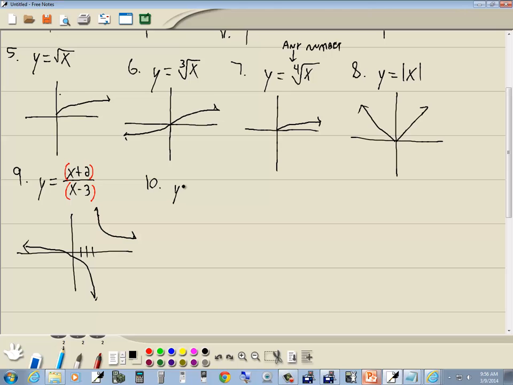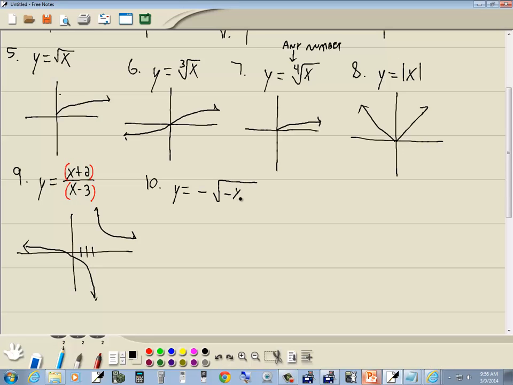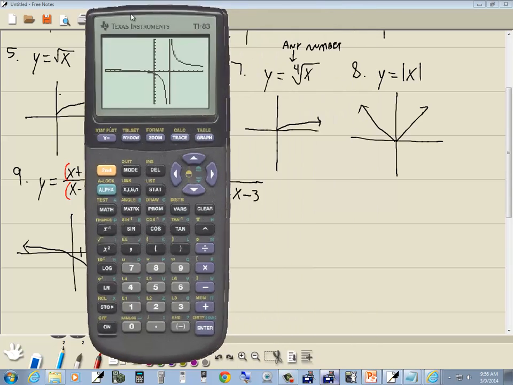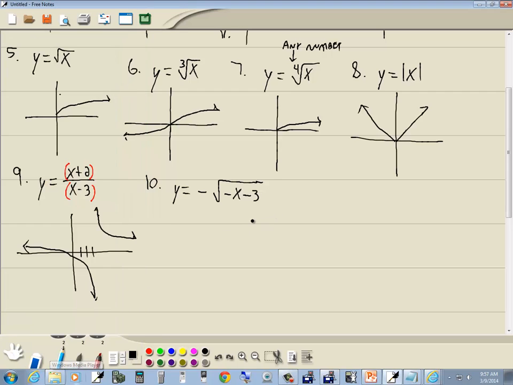We've got y is equal to dash square root dash x dash 3. Okay, on our calculator, we have two dashes. We have the one on the very bottom. This is the negative. And then we have one on the side, and this is a minus. Now, some calculators this doesn't matter on, but some it does. Now, I'm pretty sure TI-83 does matter on.